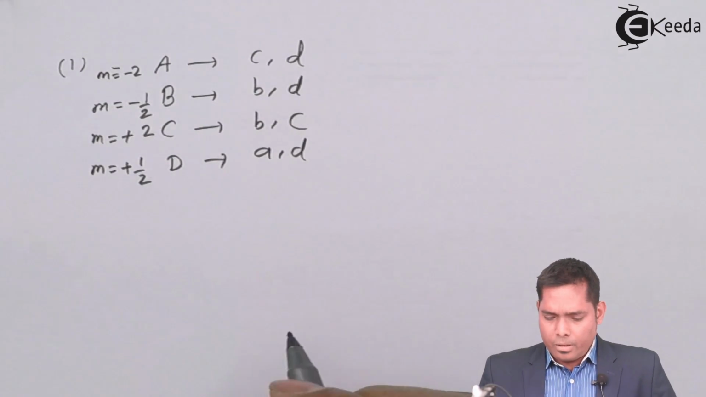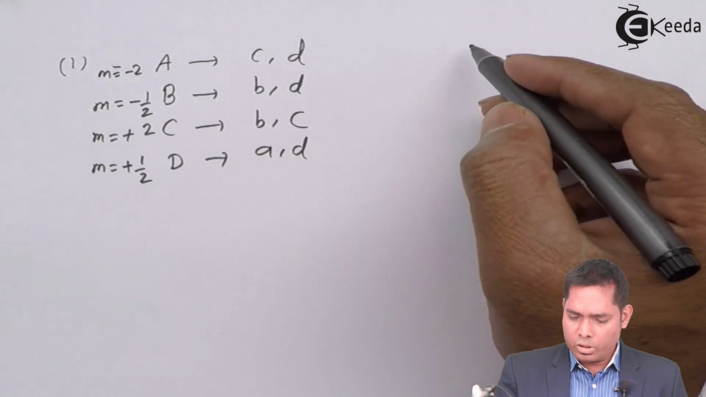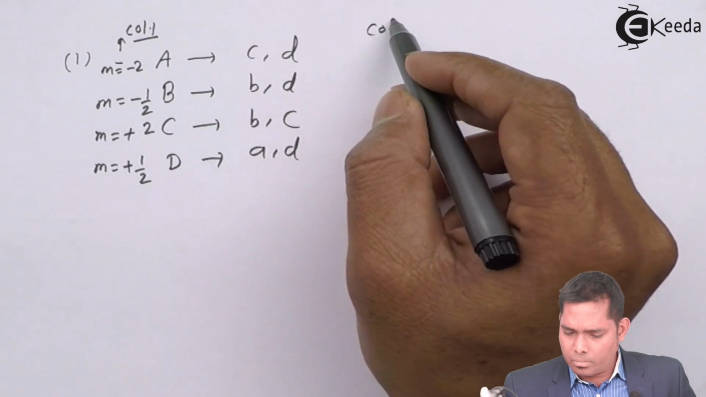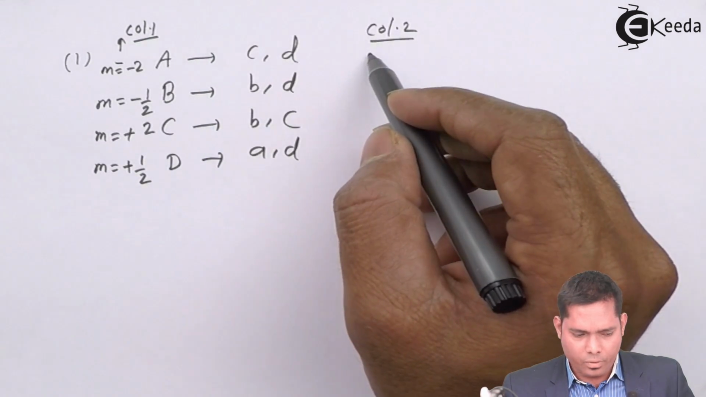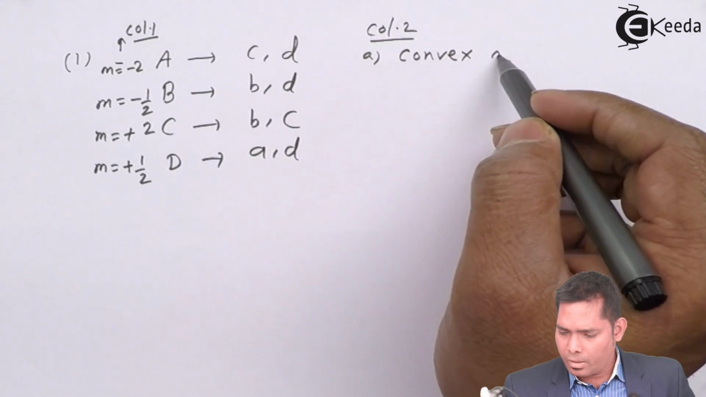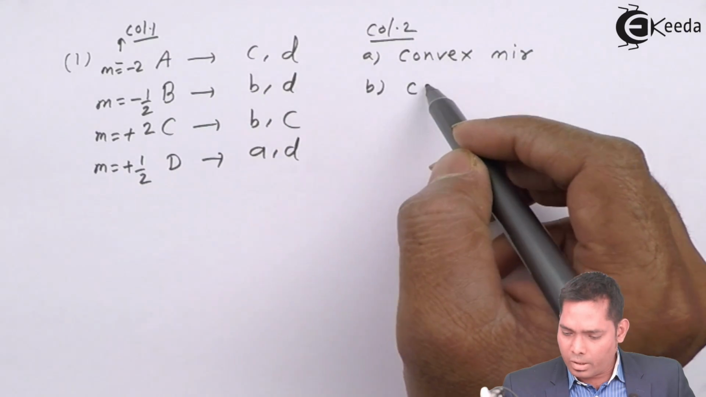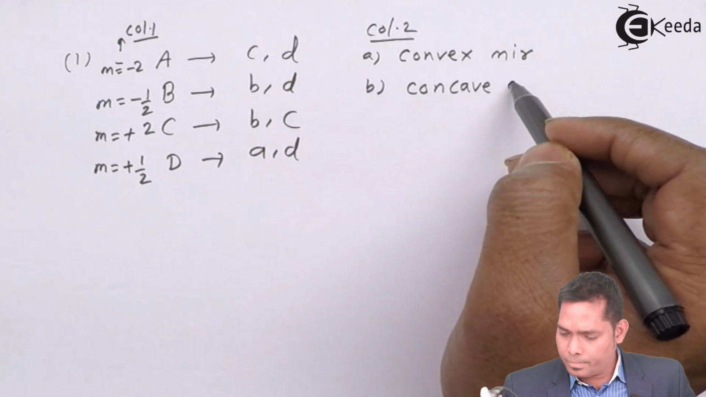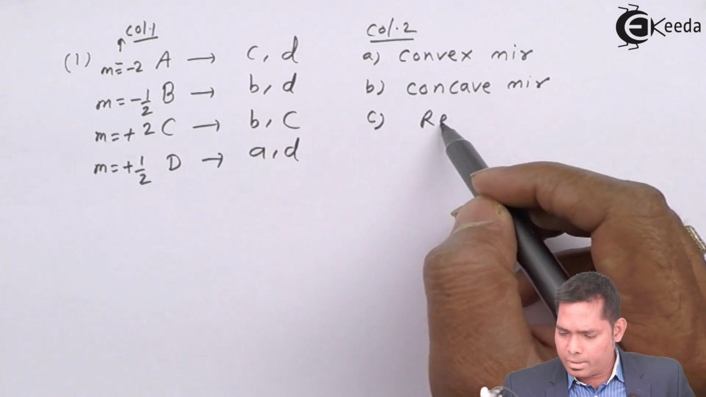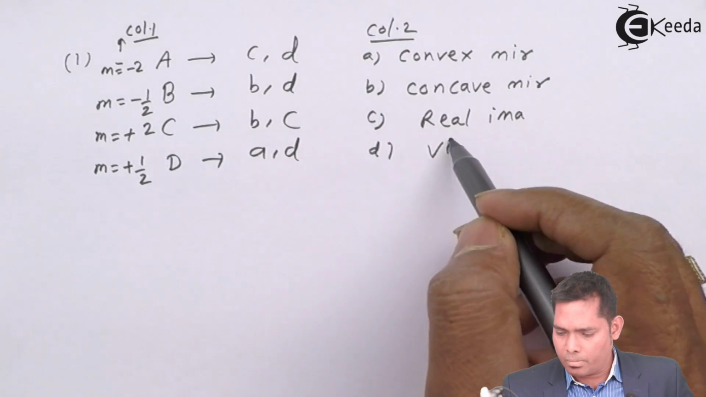Okay. So this is column 1, and in column 2 we have: first, A is a convex mirror. B, we have a concave mirror. C, we have a real image. D, we have a virtual image.